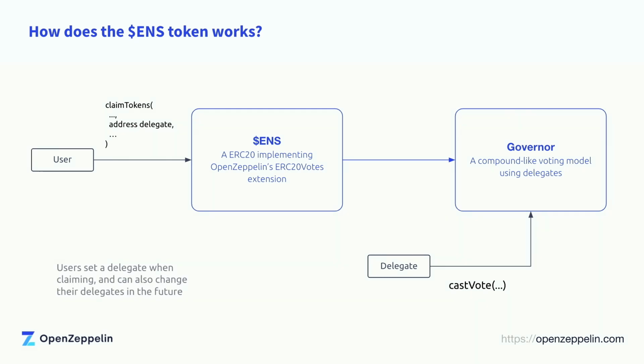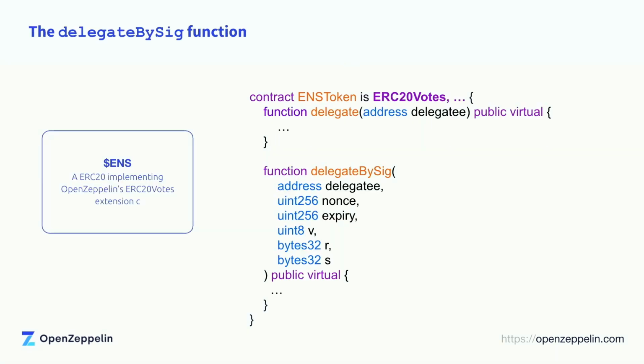OK, so the thing is that after all of this, as I said, Brantley was the guy with the most voting power. So this is the delegate by sig function. As you can see, there is a delegate function in which you can change who your delegate is. And there is also a delegate by sig function, which receives a signature from a user. So basically, anybody can submit a transaction on behalf of another user who signed a message. This message is used to validate that the signature is true, and then call the delegate function.